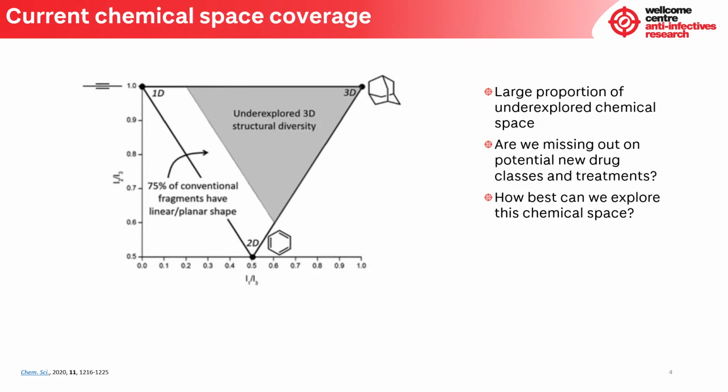Whilst fragment-based drug discovery and indeed high throughput screening is good, many of the compounds fall within the similar sort of chemical space, and therefore, both as a chemist and a scientist, we're not actually exploring as much chemical space as we would like. You can see here there's quite a lot of underexplored 3D structural diversity. So as scientists, we need to ask ourselves, are we missing out on potential new drug classes and treatments because we're not exploring this chemical space? And then predominantly for my PhD, how best can we explore this chemical space?